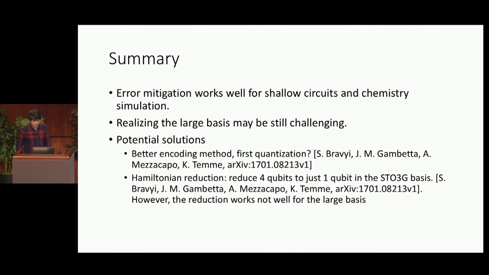For example, for the minimum basis of hydrogen, we can reduce 4 qubits to just 1 qubit using Hamiltonian reduction. But I tried the algorithm, and it seems that the reduction doesn't work very well. It seems to reduce at most 2 qubits for larger bases.